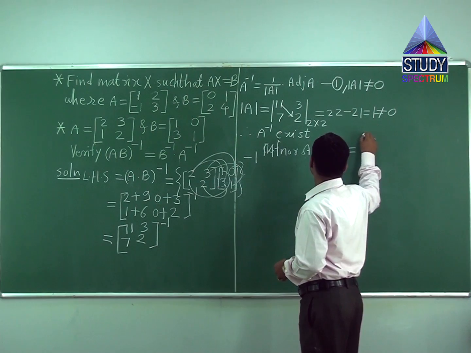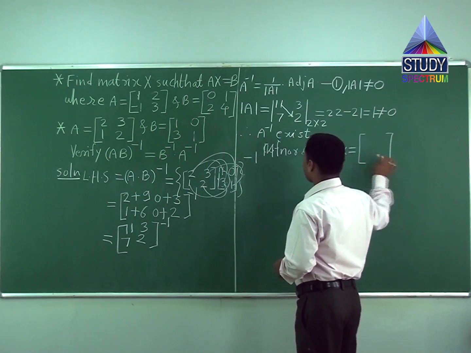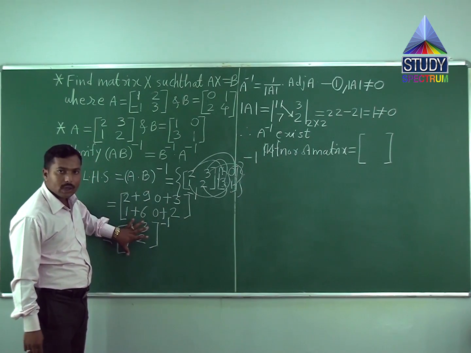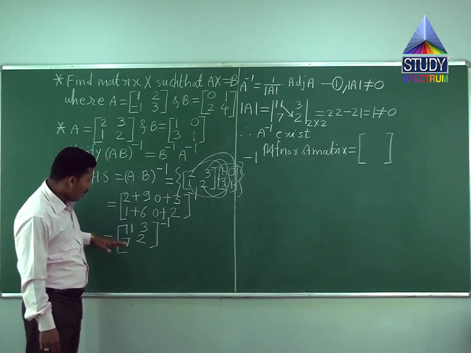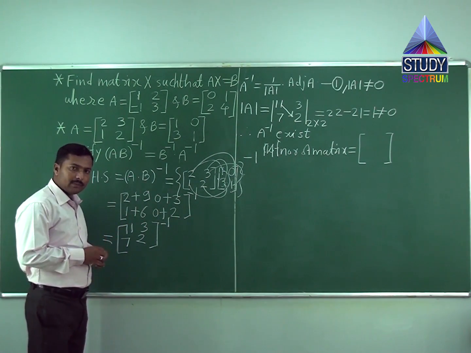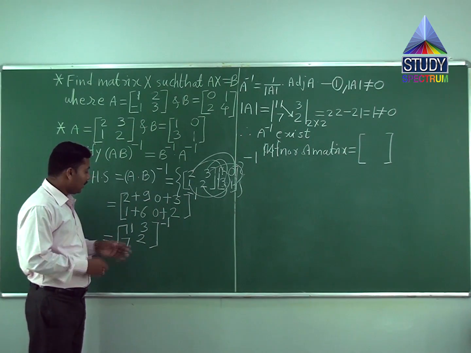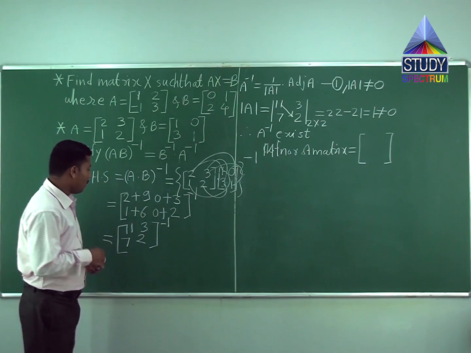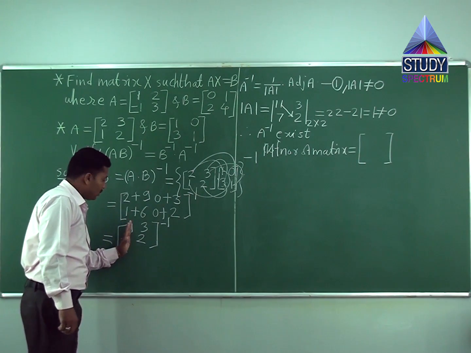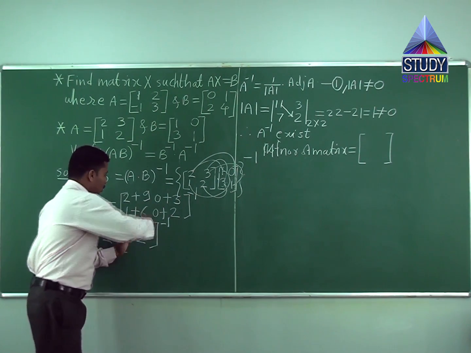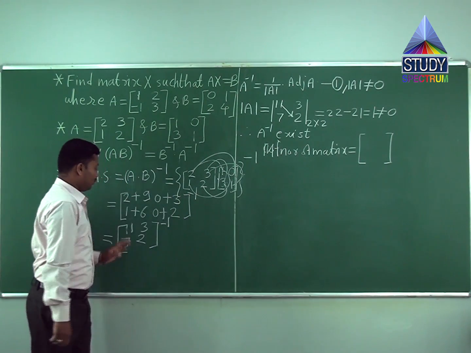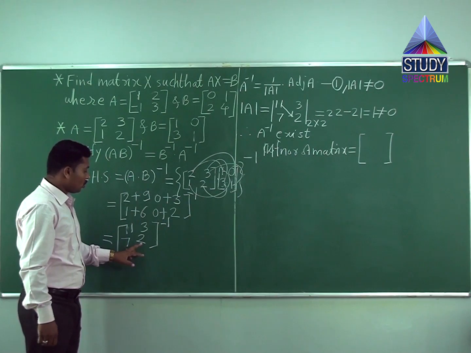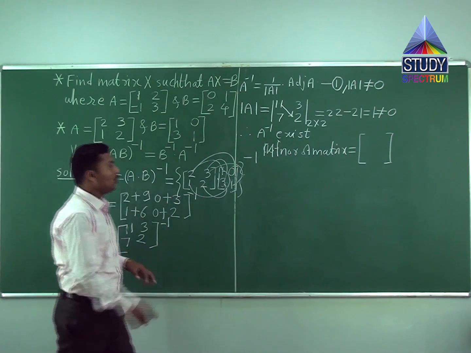Minor of matrix equals to, so we find all the minors of this matrix. Minor is the determinant obtained by deleting the row and column passing through that number. So here is a11. Delete the row and column, and what remains is 2. So the determinant of 2 is itself 2.